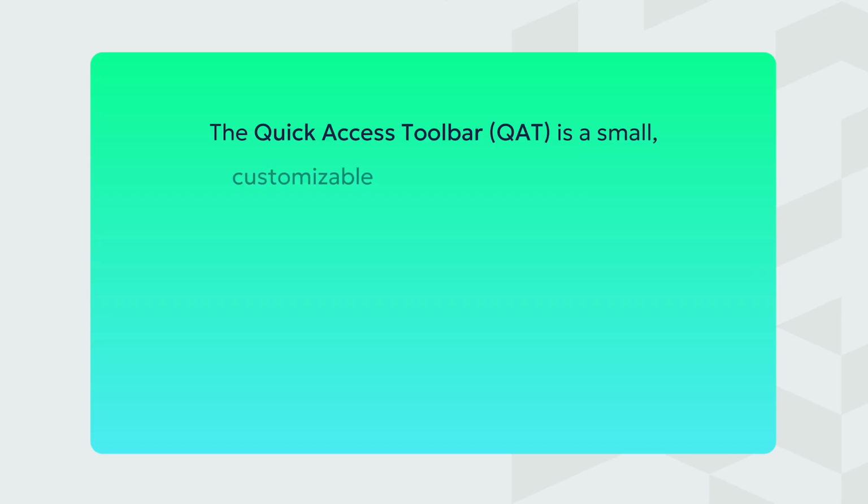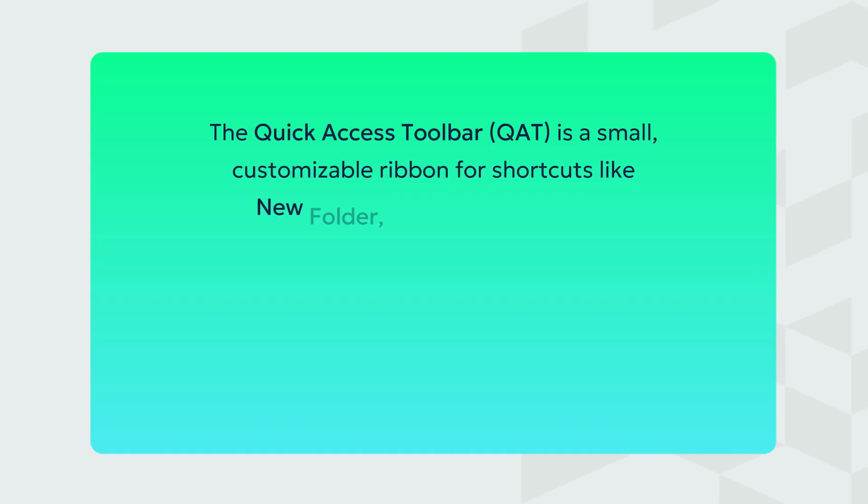What is the Quick Access Toolbar? First, let's review what the Quick Access Toolbar is. Also known as the QAT, it's a small customizable ribbon that lets you create shortcuts for common file actions like new folder, rename, and delete.